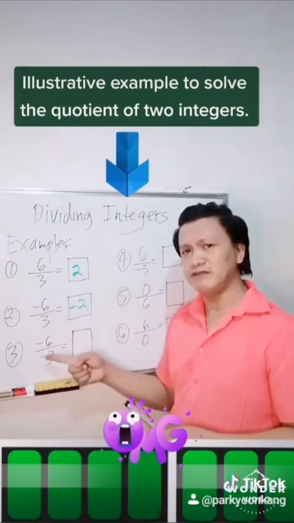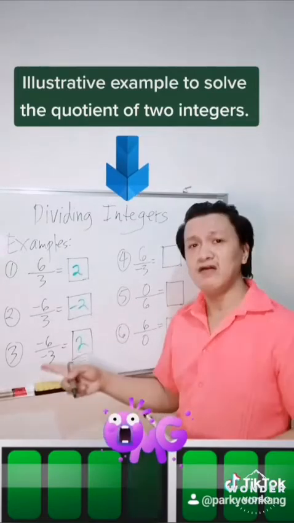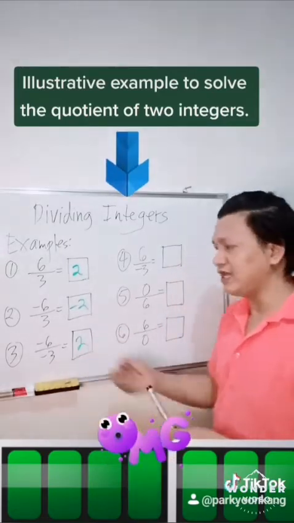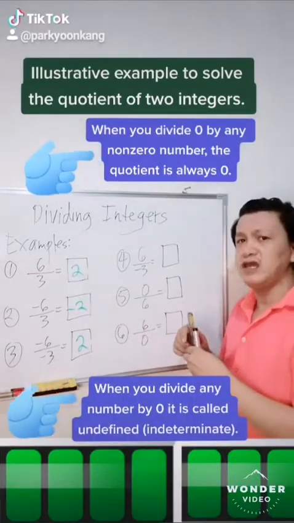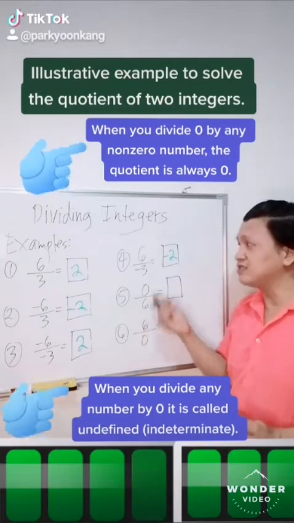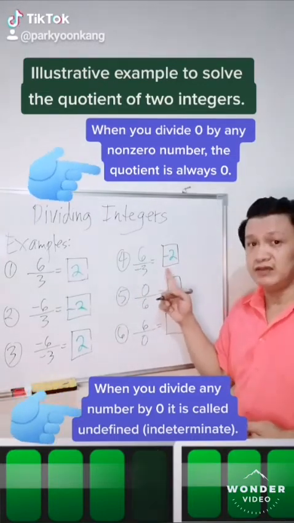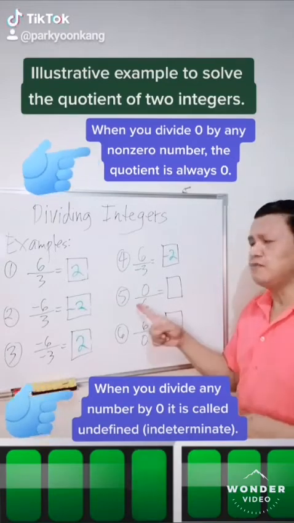How about number 3? Negative 6 divided by negative 3 is simply positive 2 because they have the same sign, both negative. Number 4, 6 divided by negative 3, their quotient is simply negative 2. Why is it negative? Because they are different signs. So meaning, always negative is the quotient. Okay. How about number 5?